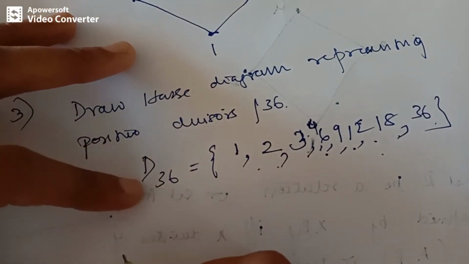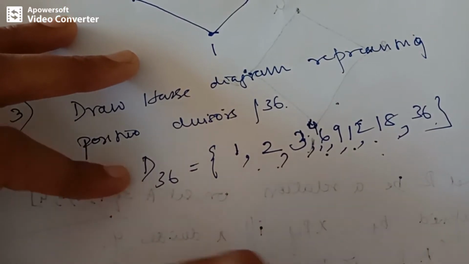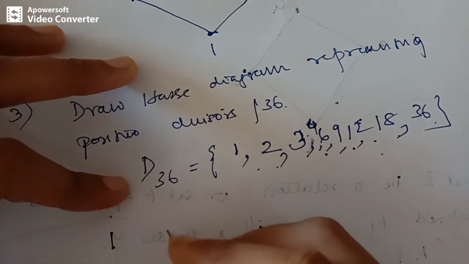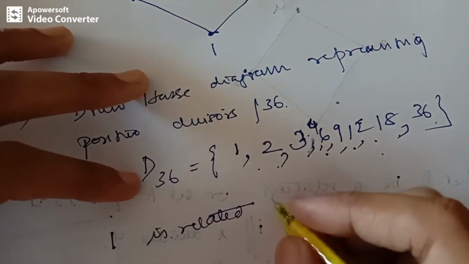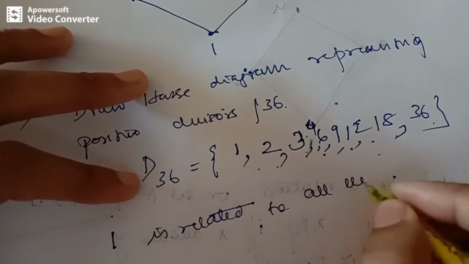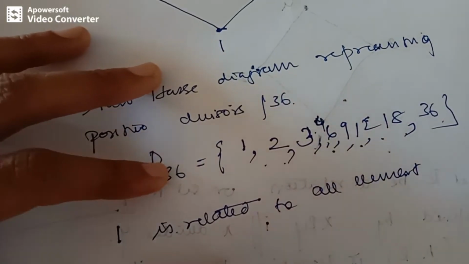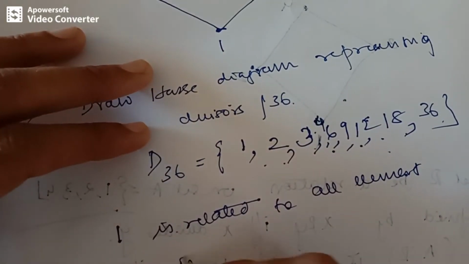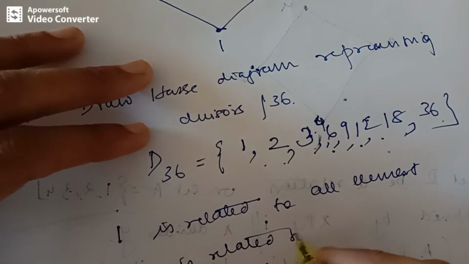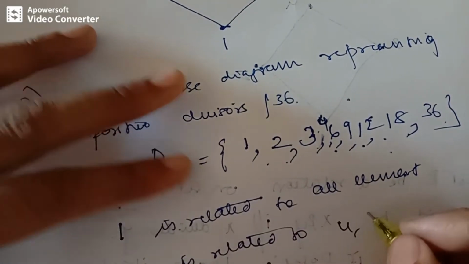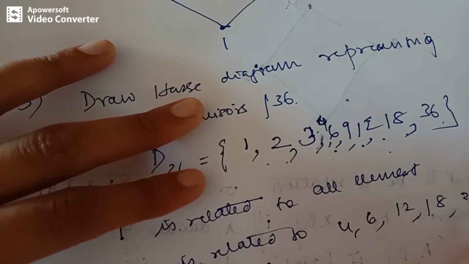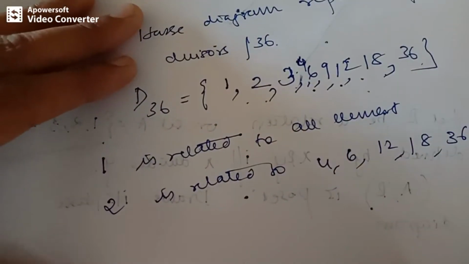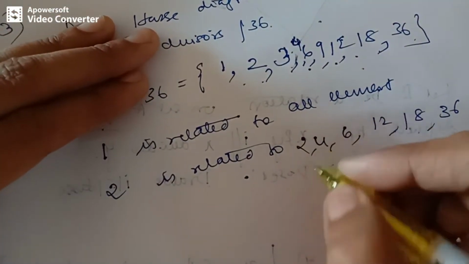For that we need the ordered pairs of divisibility. So 1 is related to how many elements? As per the divisibility criteria, 1 is related to all the elements, right? So 1 can divide each and every element. What about 2? 2 is related to how many elements? 2 is related to 4. See, 2 divides 4, right? 2 divides 6, 2 divides 12, 2 divides 18, 2 divides 36. So all these elements. 2 divides 2 also.